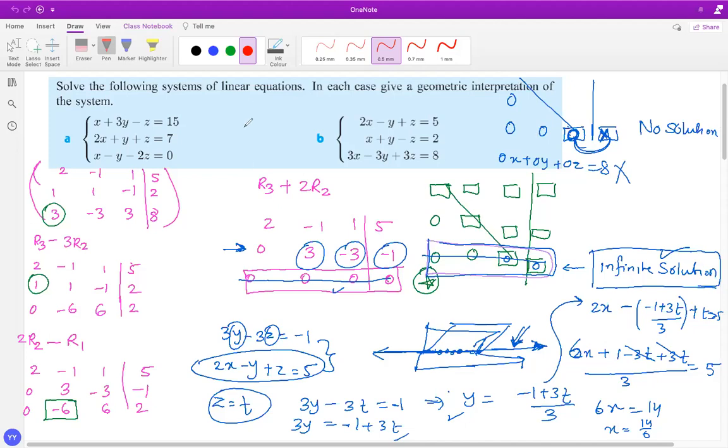Now, in a case where the diagonal numbers are 0, 0, and 0, and here this number is non-zero, and this is anything, it doesn't matter. Like in the previous case where we did, this was a non-zero number, and this doesn't matter in that case. This is referred to as a unique solution, or the planes are going to cut at one point.